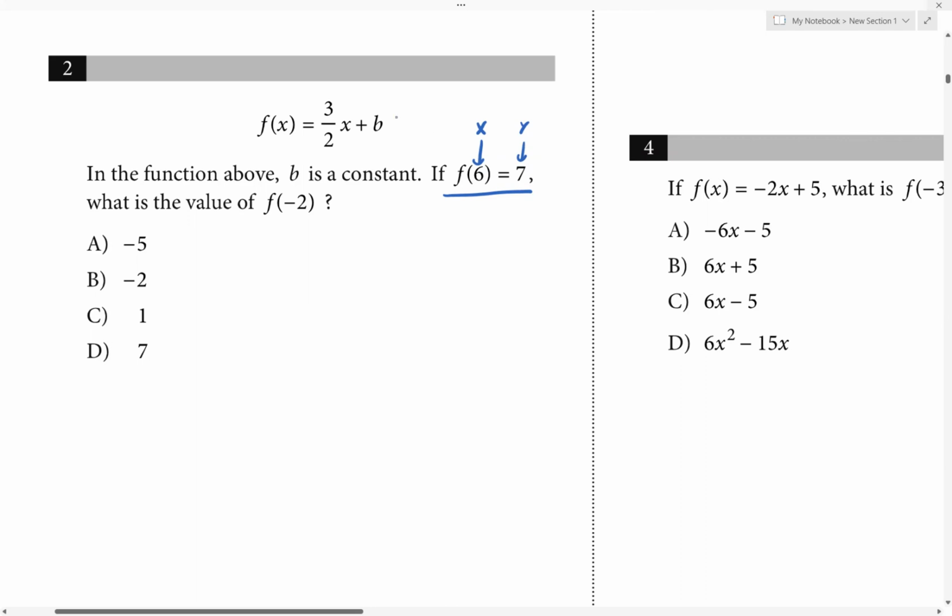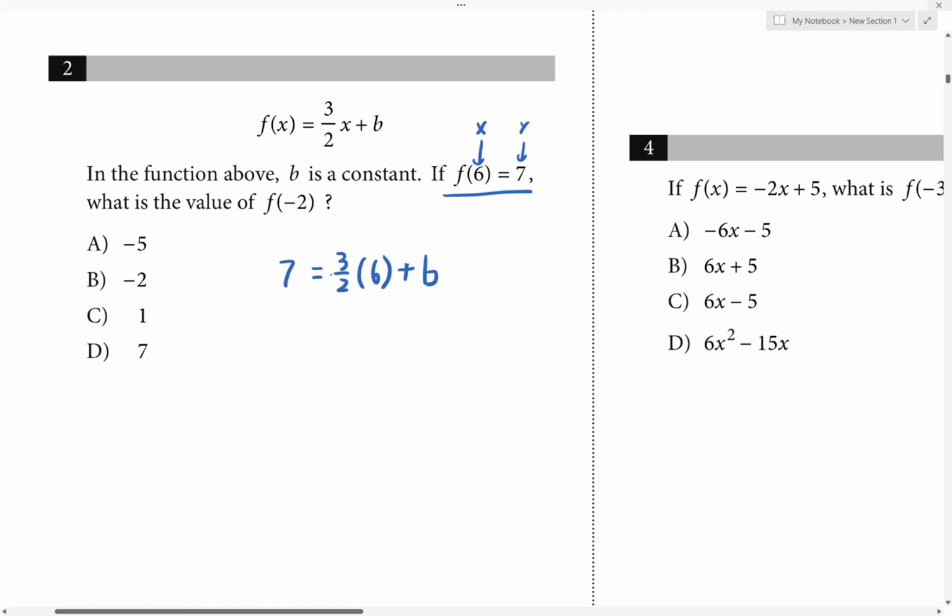So what we can do is go ahead and plug in the number here. We know x equals 6, so we're going to plug in 6 right there for x. So it'd be 3 over 2 times 6 plus b. And we know this whole thing is supposed to equal 7, right? f of 6 equals 7, so we can just set this whole thing equal to 7. By plugging in the numbers, this can help us solve for b.